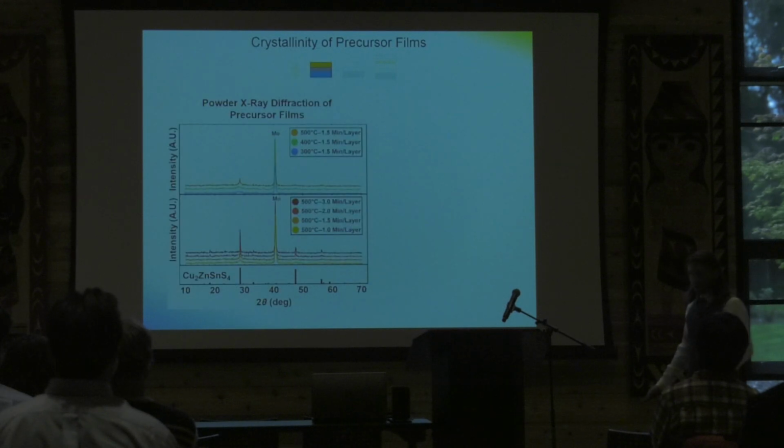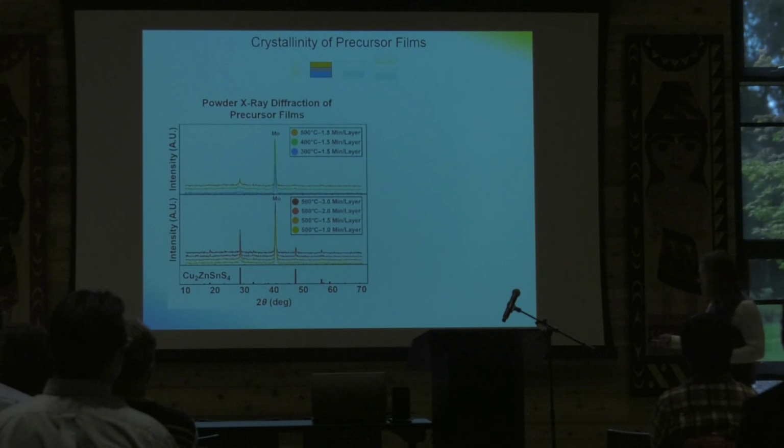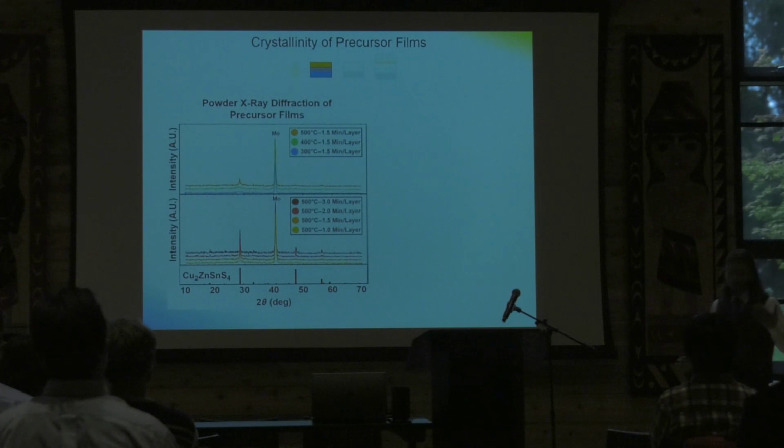Moving on to X-ray diffraction. For people that aren't familiar with X-ray diffraction, this is basically the Fourier transform of the 3D electron density inside of a crystal. And it gives you a fingerprint for a particular material based on the relative intensities of these peaks. So you can see the CZTS fingerprint down here at the bottom, and you can see the different peaks corresponding to CZTS. So we're forming different amounts of crystalline CZTS depending on the anneal profile. You can also see the molybdenum peak here because of the substrate.